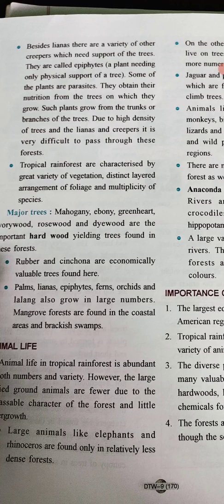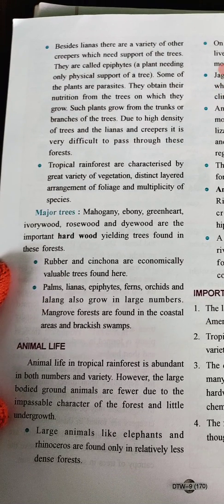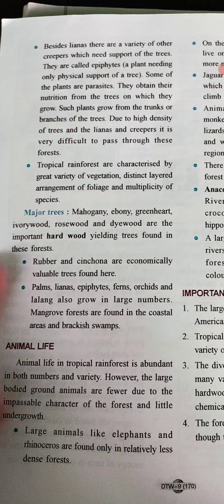Major trees are mahogany, ebony, greenheart, ivory wood, rosewood, dye wood. Important hardwood yielding trees are found in these forests. Okay, and other economically valuable trees are rubber and cinchona. Cinchona is a medicinal plant that is used for the treatment of fever. Next are palms, lianas, epiphytes, ferns, orchids. These are also found here.